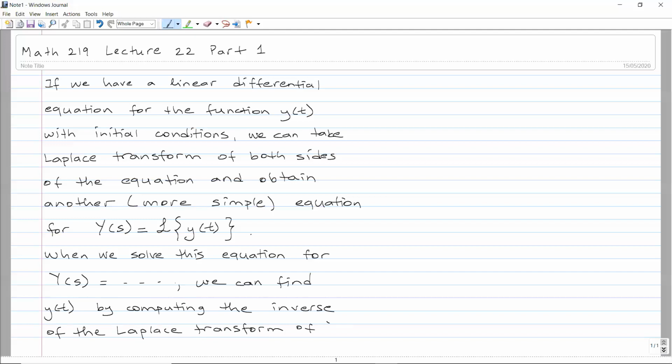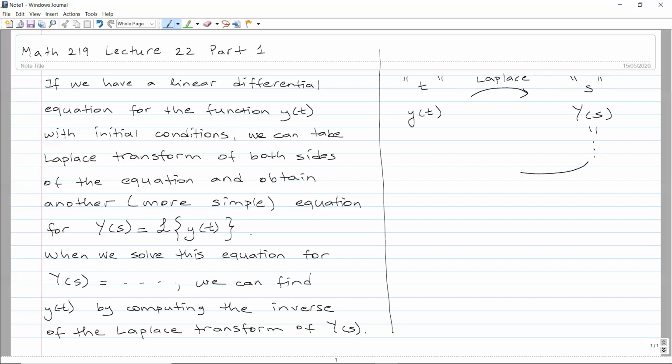of capital Y. I tried to talk about this in the beginning of the previous lecture. So in the t space, we have an equation for y of t. We apply the Laplace transform. So we go into the s space, and in this space, we have another function, capital Y. So if we solve this function, and from this expression, we go backwards. So this is inverse Laplace.